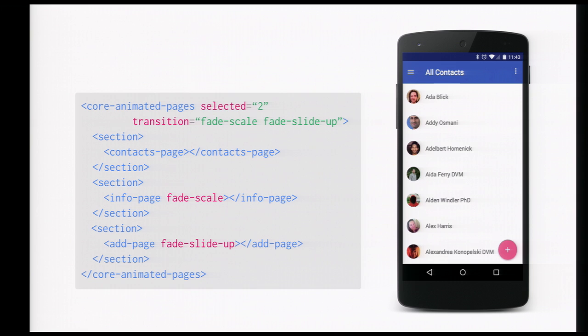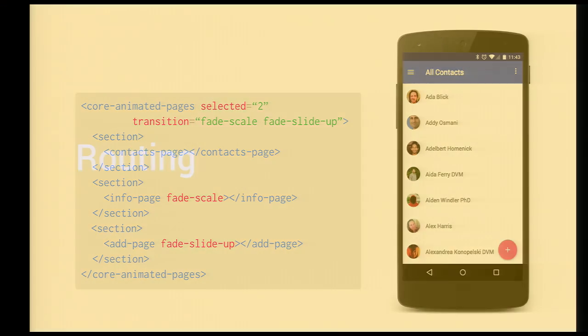OK, so at this point, I have all the sections of my site together. They animate, they do really cool stuff, but really that's just animation, right? We're not really changing the state per se. We're missing the other half of the puzzle, which is routing. And this comes up a lot. Developers are always like, how do I do routing in Polymer?